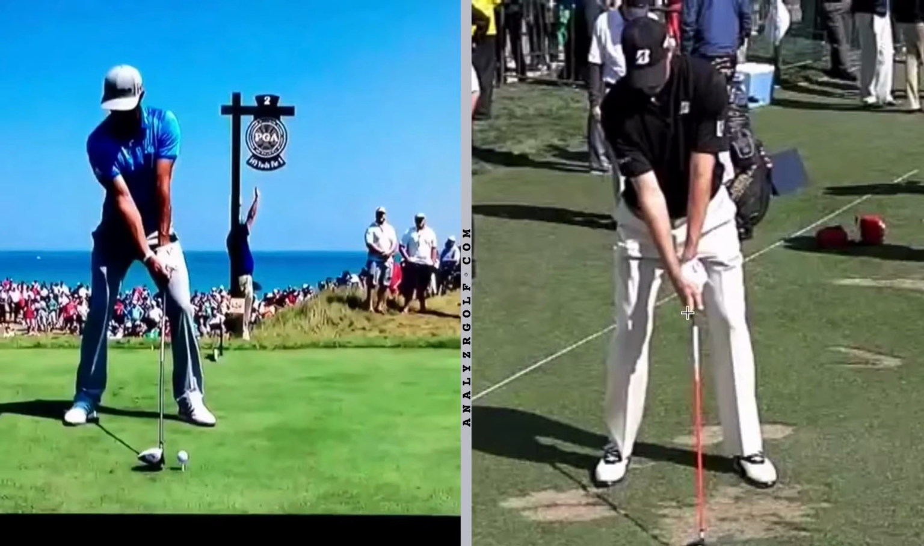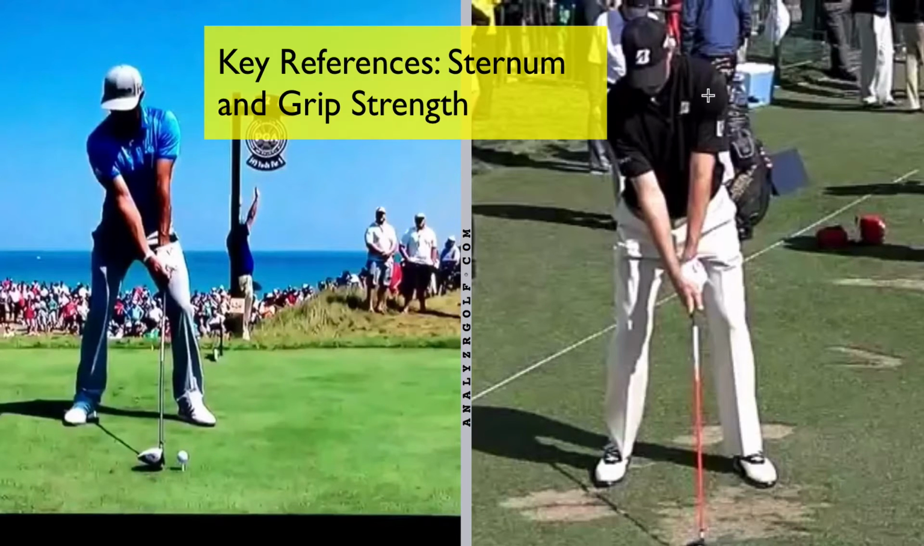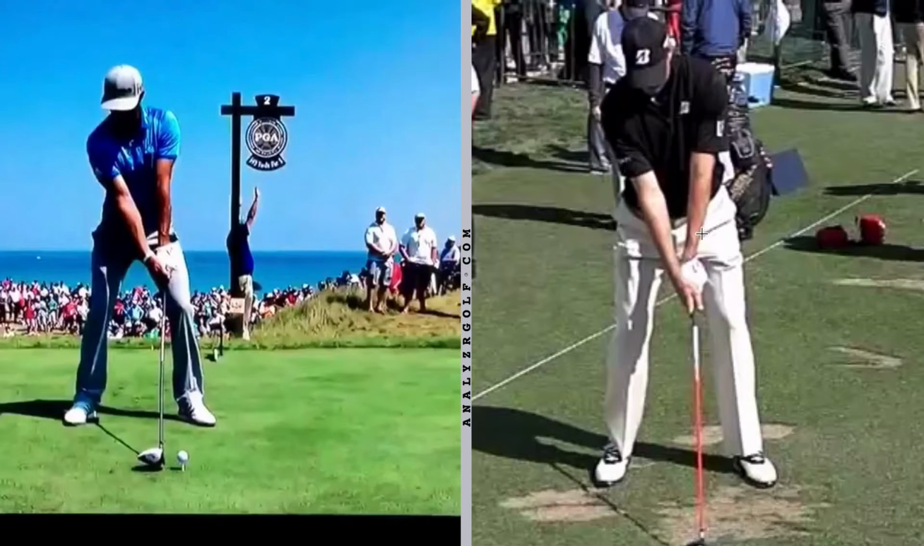In the examples, we're going to use two major references. We're going to look at where the upper body is in space, and for that we'll use the sternum as the reference, which we'll see more of from down the line. And from the face-on view, we'll be able to see the strength of the grip at setup. So how much extension do we have in that lead wrist, or in the weak grips, how much flexion, and how much has that changed to impact? Or looking at where the V's are pointing at setup. That can be helpful as well.